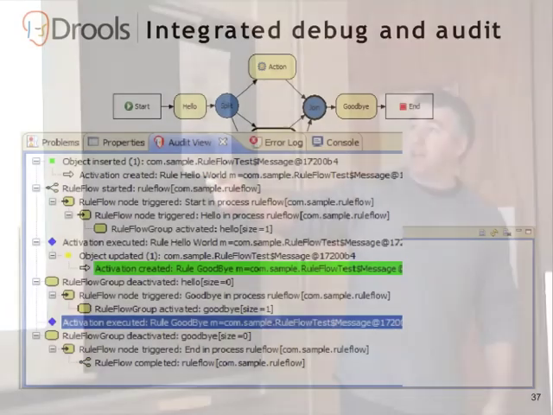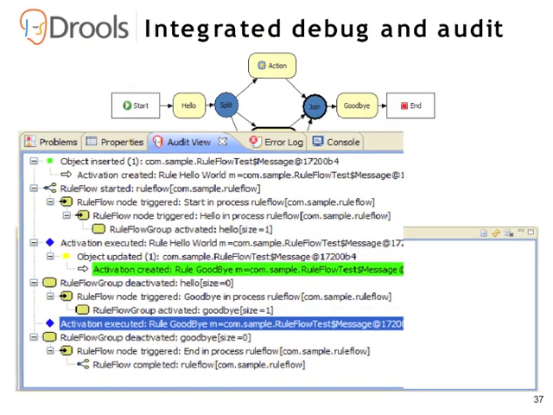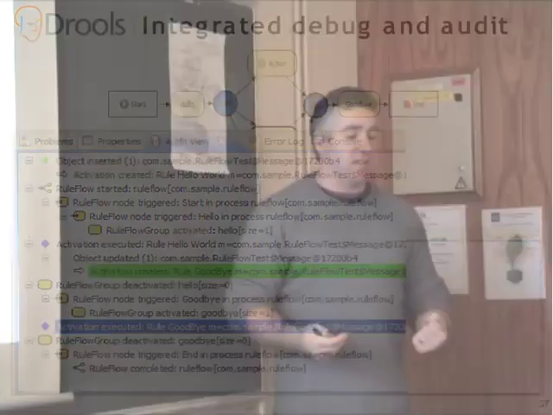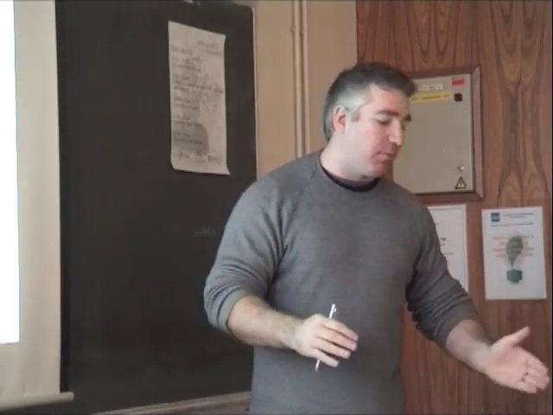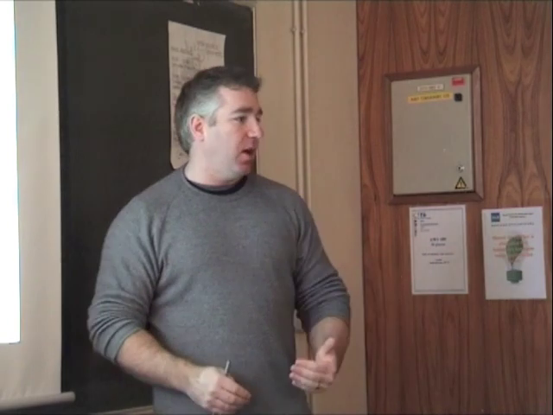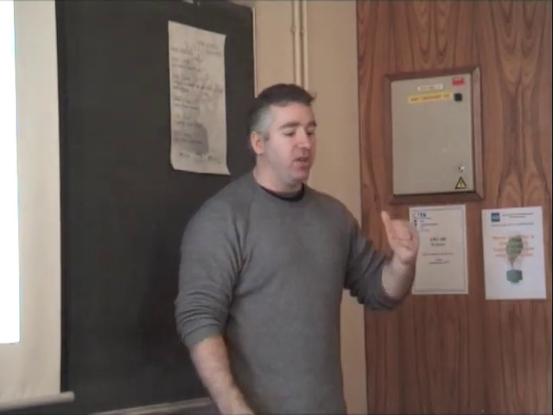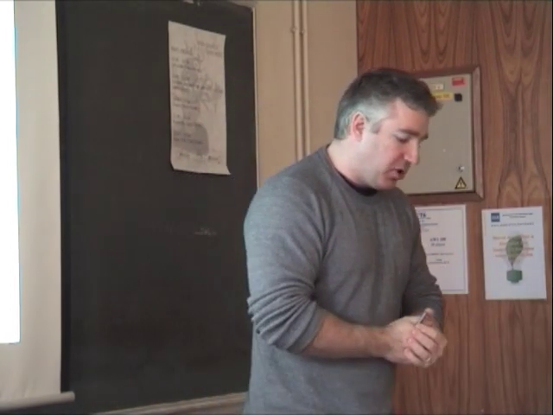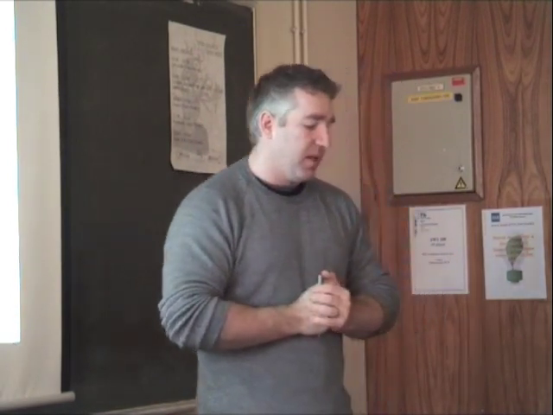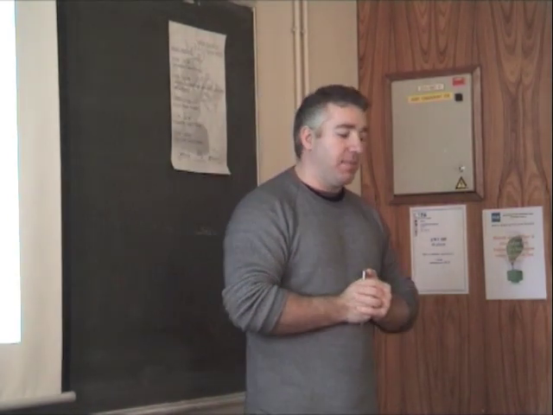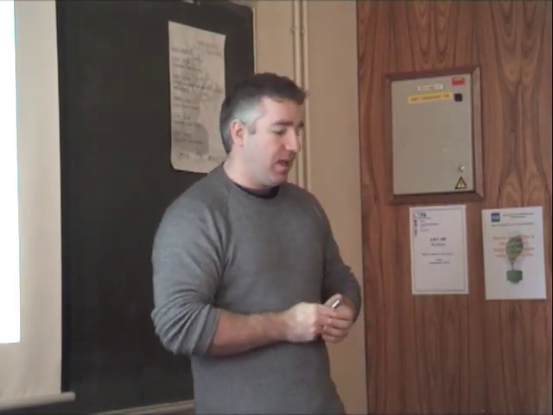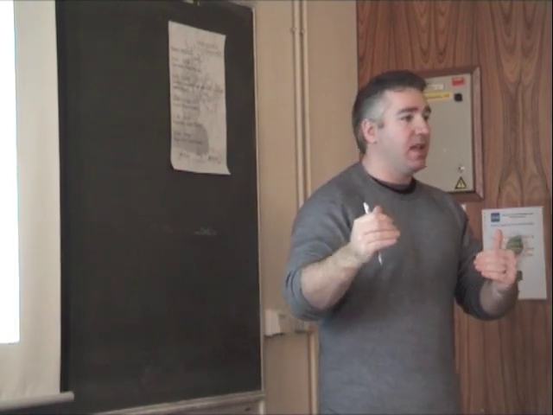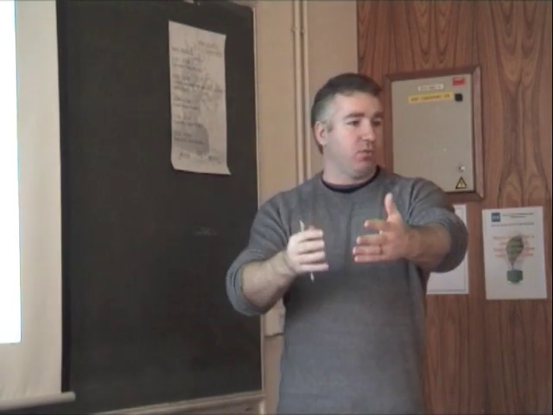We have fully integrated debugging and auditing. What that means is that when the rules and the processes are executing, we capture all the events in the system. Everything in our system emits events. When you start a process, when you enter a node, when you exit a node, when you insert data into the working memory, when you fire a rule, it all emits events. If you collect all these events, you can create a correlated log of causality. Causality means what caused something to happen. If I have this rule that does something, and it causes this process to start, and this process is executing, it causes these rules to fire.